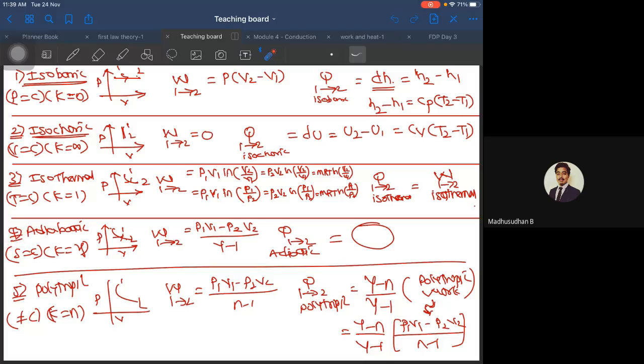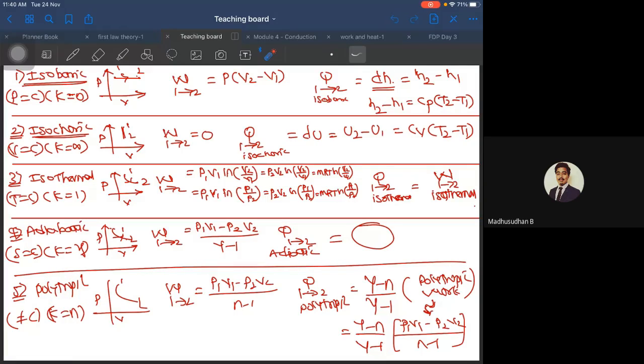Adiabatic process. In the adiabatic process here, the entropy parameter remains constant. Entropy is denoted by S. And the value of K is equal to the ratio of specific heats, which is Cp by Cv. The work done expression is given as P1 V1 minus P2 V2 divided by gamma minus 1. Why gamma? Because it is an adiabatic process. If it is not gamma but just n, then it would be a polytropic process. Now, the strangest part about the adiabatic process is the heat flow is zero.